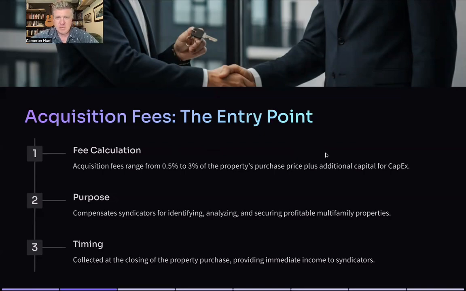Really, the purpose of this is to identify, analyze, and secure the property itself and put the deal together. And in practical terms, this is really sort of the operating budget of the general partnership and kind of what keeps the lights on, as they say.